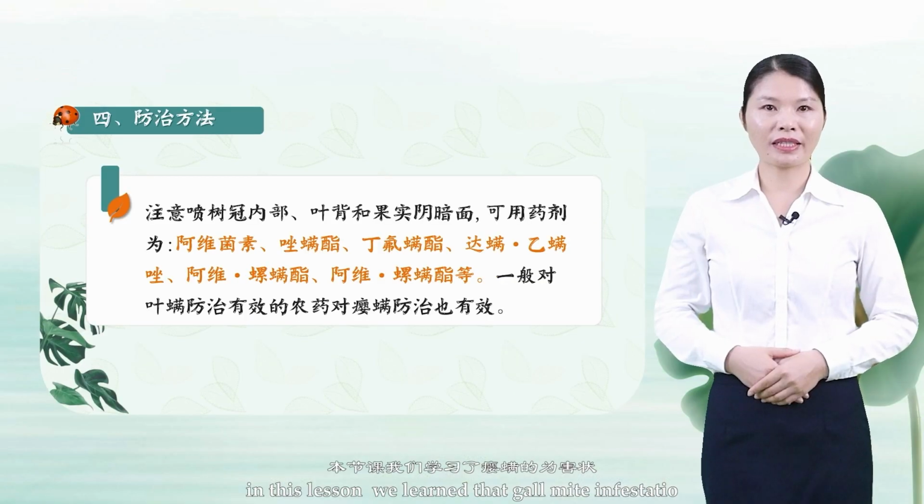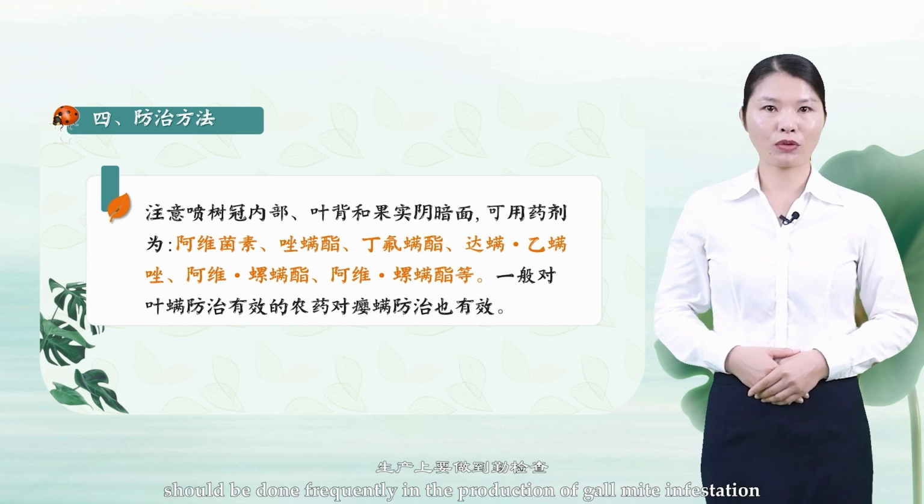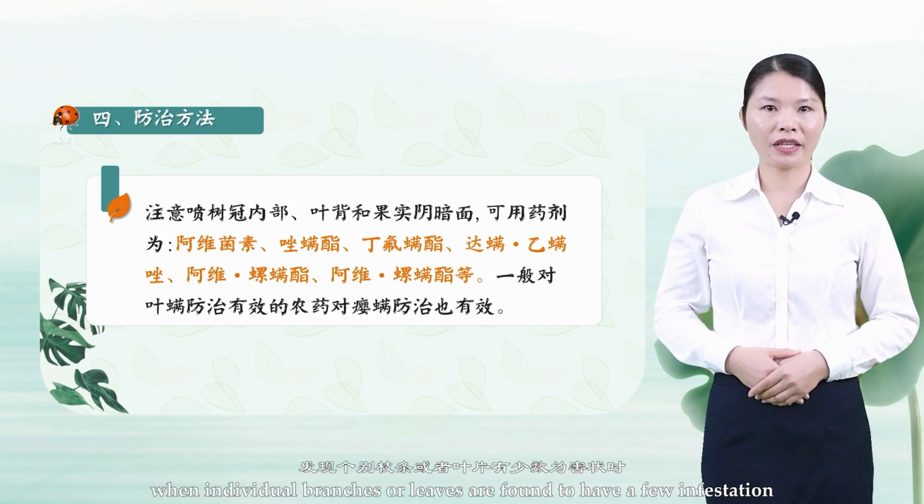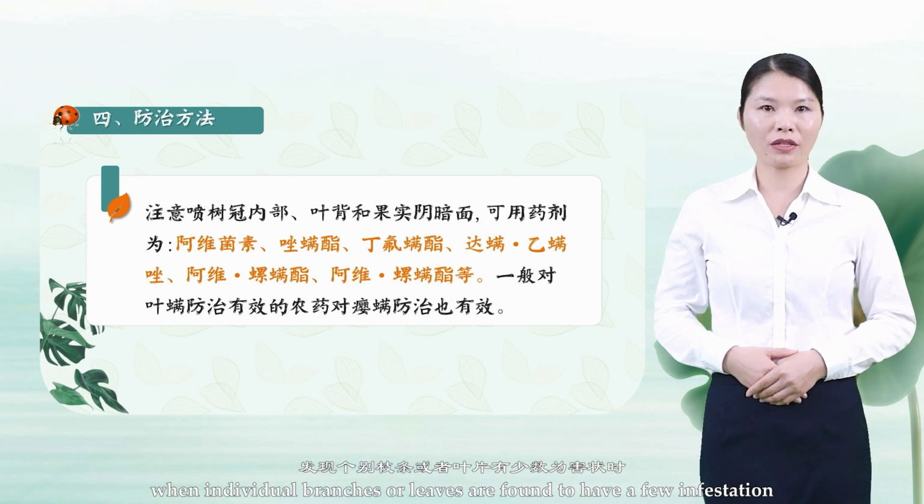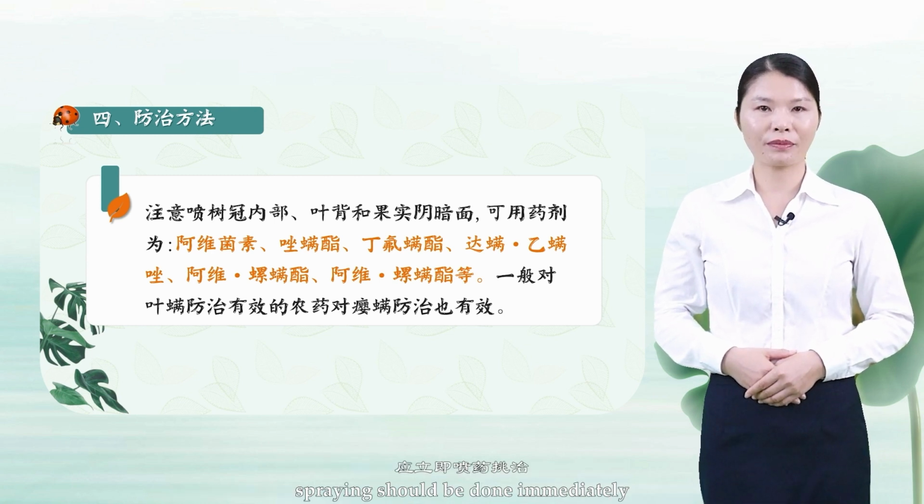In this lesson, we learned that gall mite inspection should be done frequently in production. When individual branches or leaves are found to have a few infestations, spraying should be done immediately.